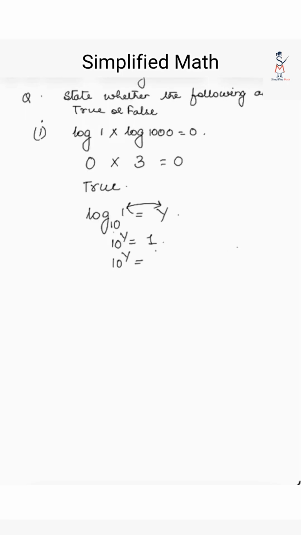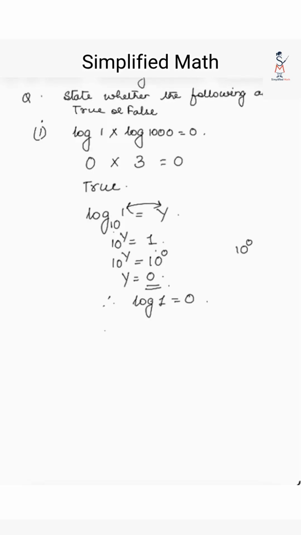We know in exponential form, any number raised to the power 0 is always 1. This is the rule of exponents. So 1 can be written as 10 raised to the power 0. So what is the value of y? It is 0. Therefore, log 1 is 0.